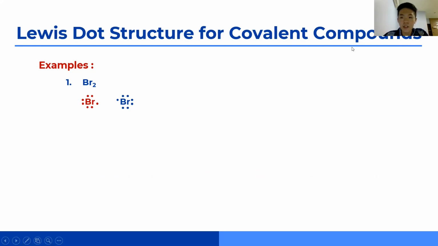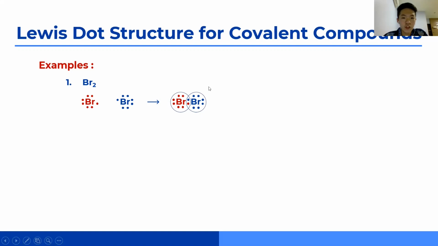And in covalent compounds, the atoms become stable by sharing their electrons with each other. So each bromine needs 1 electron to be stable. So they will share each electron. So this will become like this, and they will share in the middle one. So we can see that the bromine has originally 7 electrons and 1 electron from sharing.